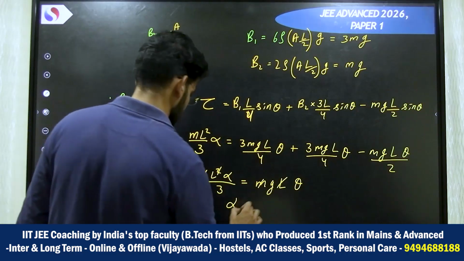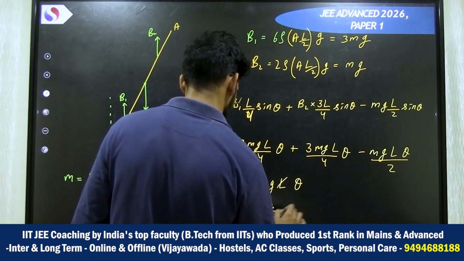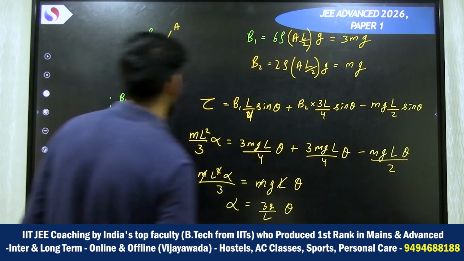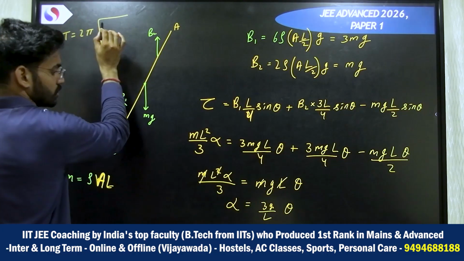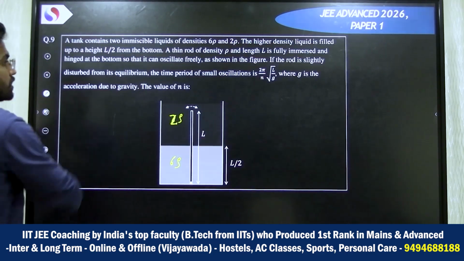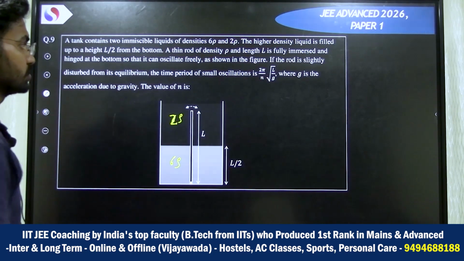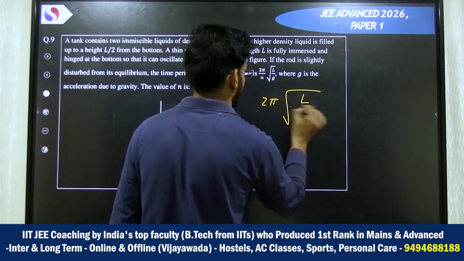So first to get the alpha, how much will come? Here you can say 3g/L into theta, so that's omega square. Omega square means time period is what? 2 pi/omega, that's under root of L/3g, right? What he asked? L/3g. So we are getting the answer 2 pi under root L/3g, right?